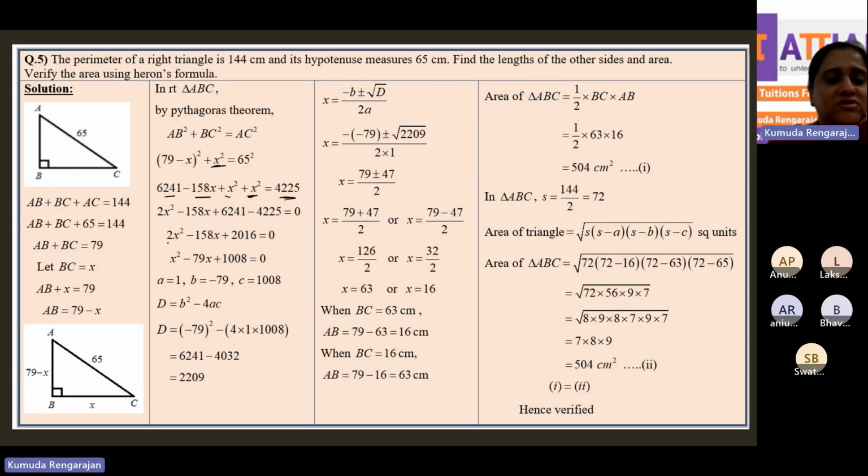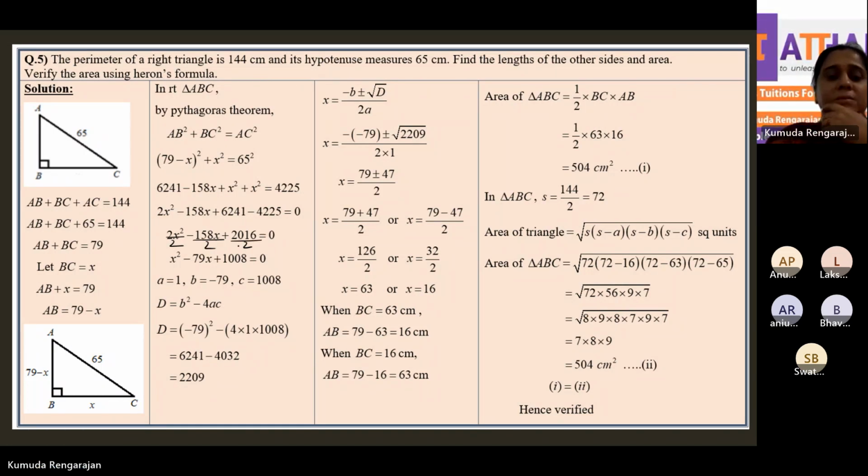Okay, so that gives us 2x squared minus 158x plus 2016 is equal to 0. Now divide by 2 throughout. Every term has 2 in common. So divide by 2 throughout. How does that work? Divide every term by 2. So 2x squared by 2, this one by 2, this one by 2.